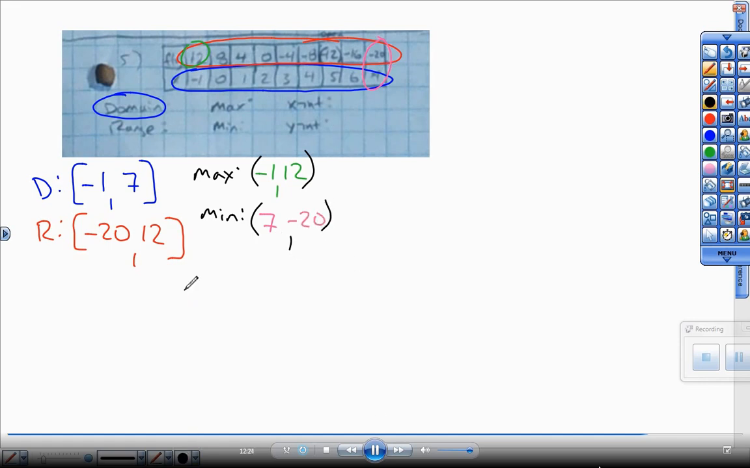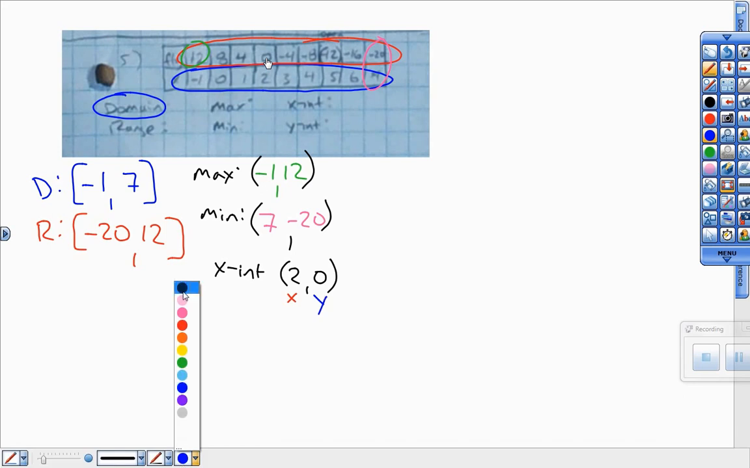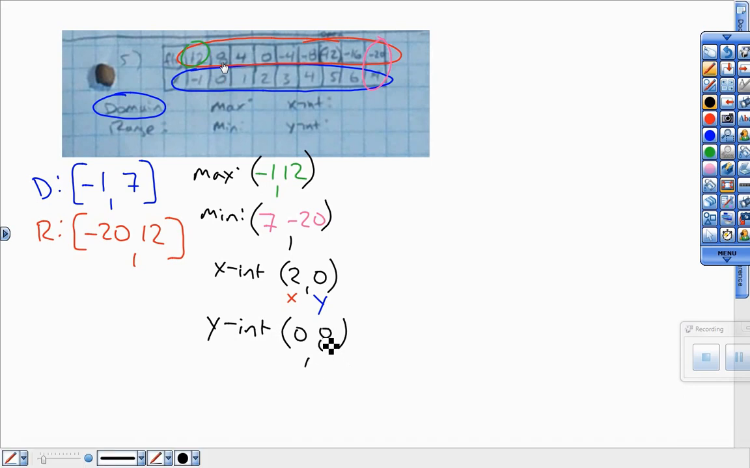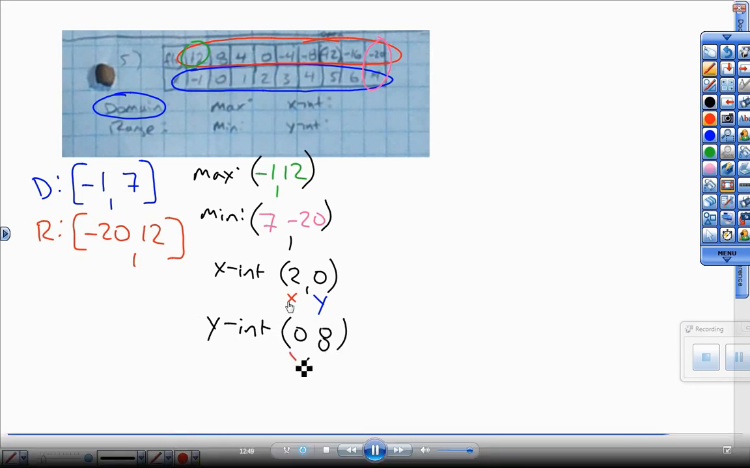X-intercept for this, to review: the x-intercept is where you have y is 0. The y-intercept is where you have x is 0. So the x-intercept would be 2 for x, 0 for f of x or y. And the y-intercept would be 0 for x, 8 for f of x or y. And again, review, x-intercept, the y-coordinate is 0. The y-intercept, the x-coordinate is 0. So those are my x-intercepts, y-intercepts. For Math 1, this is all you need to do.